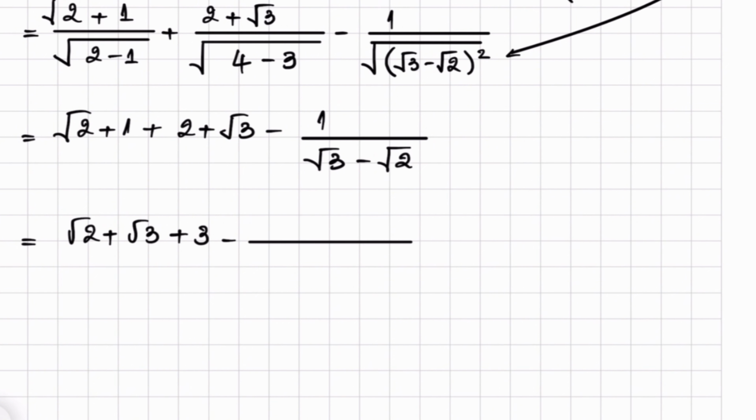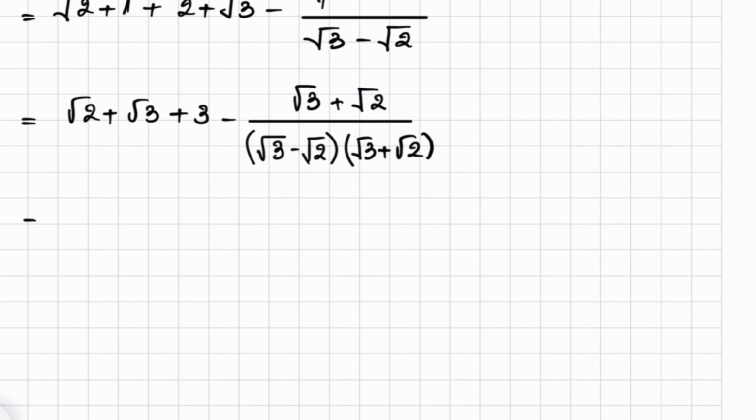So what we have to do next here, we have to multiply the conjugate again in order to irrationalize the denominator here. So we will have to multiply with square root of 3 plus square root of 2, and then the numerator also multiply with square root of 3 plus square root of 2. Okay, and then we will get square root of 2 plus square root of 3 plus 3 minus square root of 3 and then plus square root of 2.